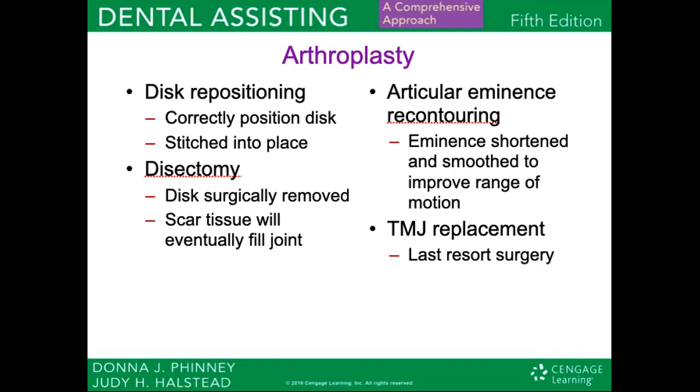TMJ replacement can be either partial or total, using either a prosthesis or bone from another part of the body. This surgery eliminates the need for a disc. However, like any joint replacement, the patient will have certain restrictions and will need to adjust both lifestyle and behavior to reduce stress on the TMJ.